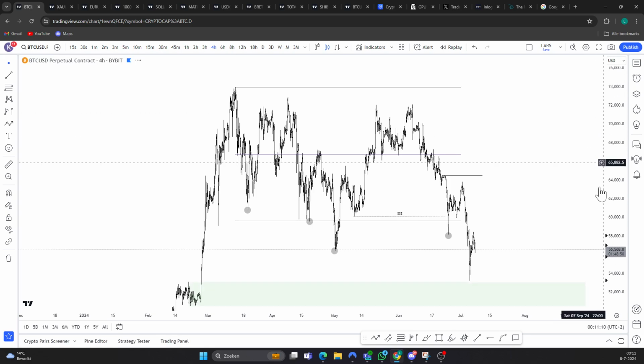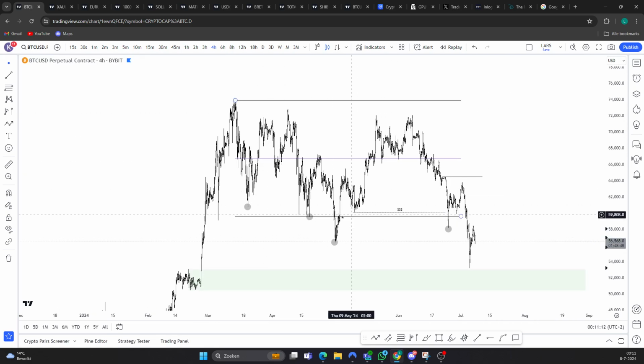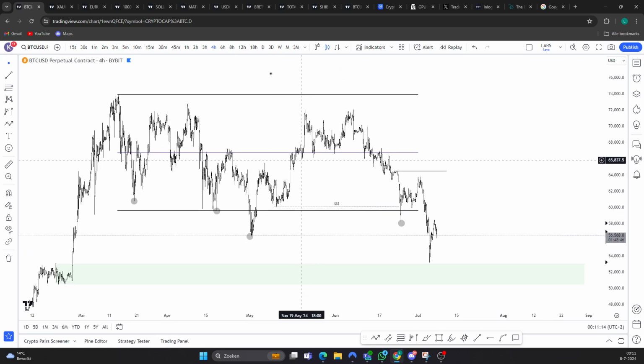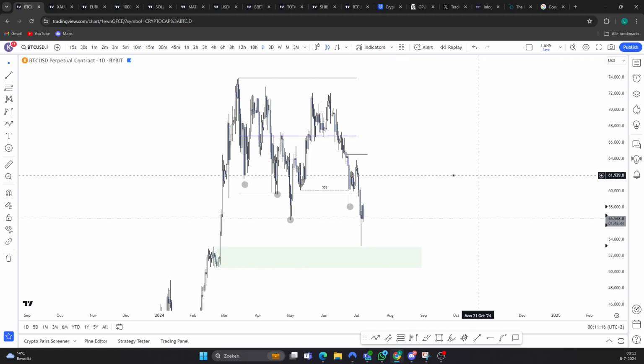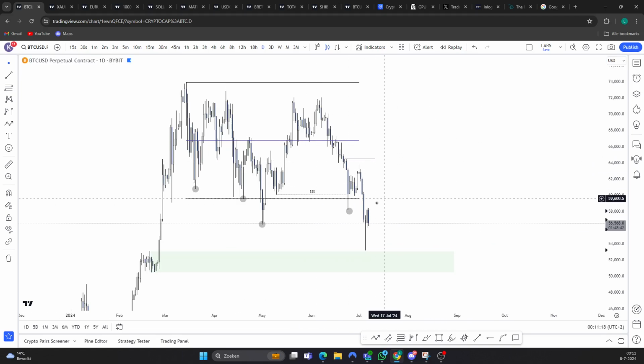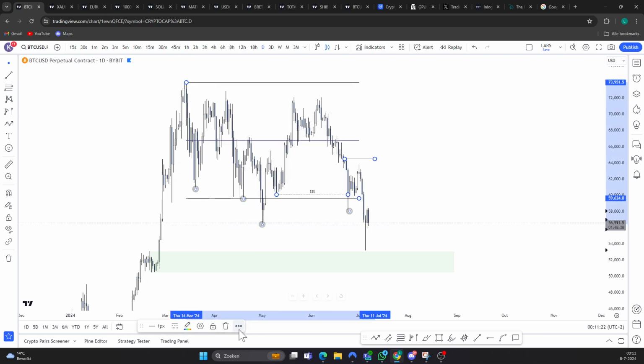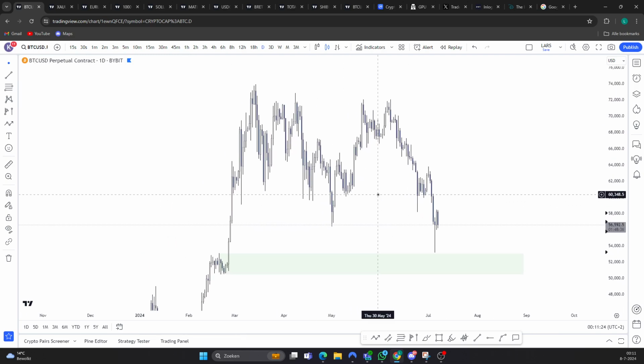Now we need to reassess, because this Wyckoff schematic on the daily time frame is failing. Okay, we went lower, it's failing. Now, multiple things can happen, okay?